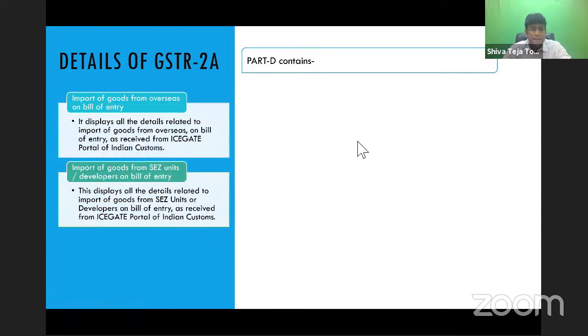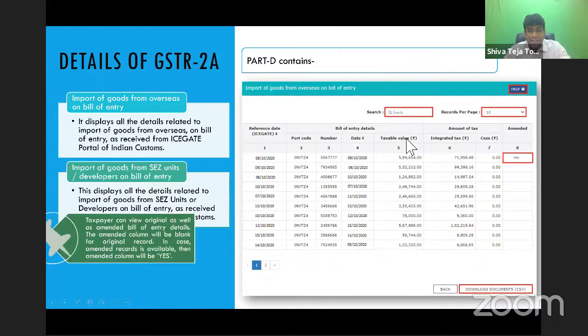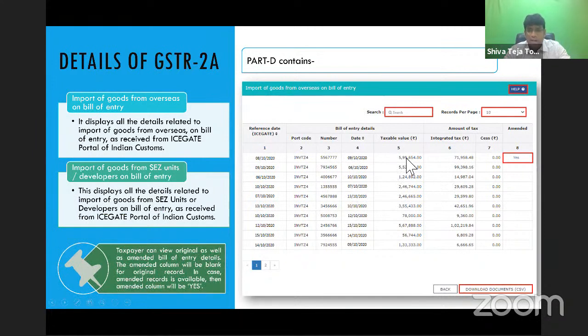Next point. Part D. As I told you, that is about import of goods from overseas on bill of entry, or import of goods from SEZ units or developer on bill of entry. But read that language there. It displays all the details related to import of goods from overseas on bill of entry as received from the ICEGATE portal of Indian Customs. I already told you what is ICEGATE, Indian Customs Electronic Data Interchange Gateway. That's a portal developed by the Customs Department through which the data is being cross-verified by the GST department. And this is how the right side box looks, my dear friends.